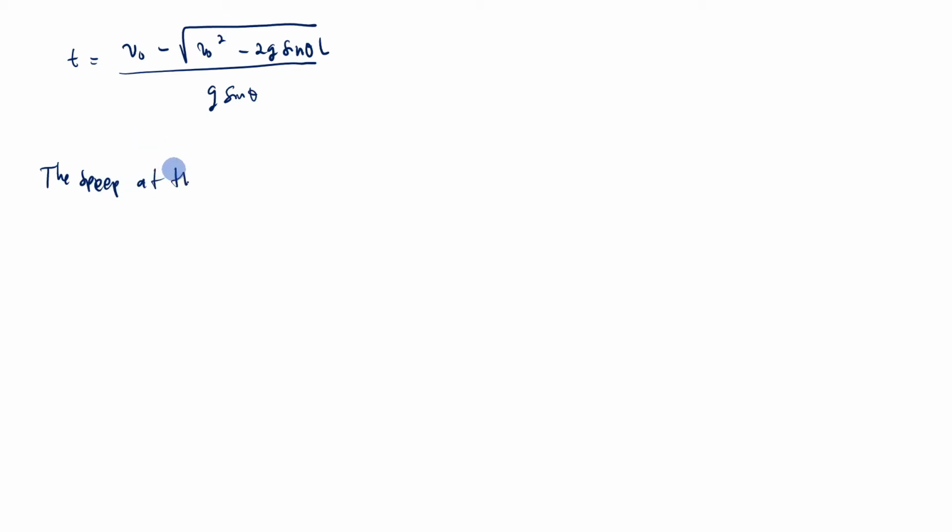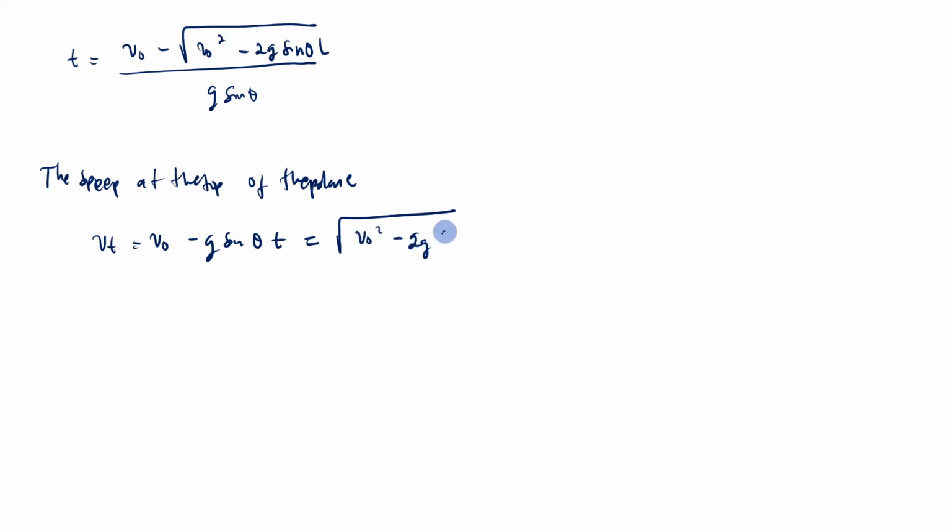Okay, and the speed at the top of the plane is then, we can write as Vt equals Vo minus g sin theta t, and we can write it as the square root of Vo square minus 2g sin theta L, and we can use the value of Vo above in this term. Okay, we can substitute this.